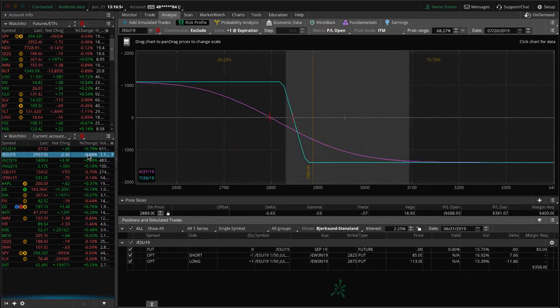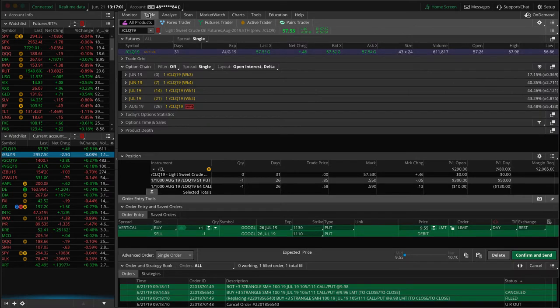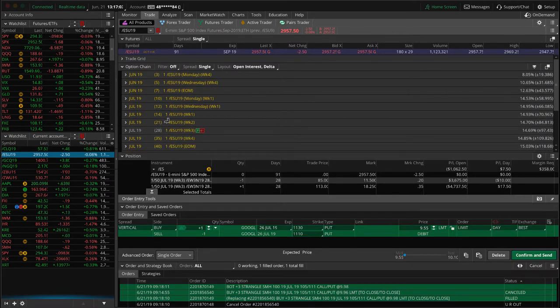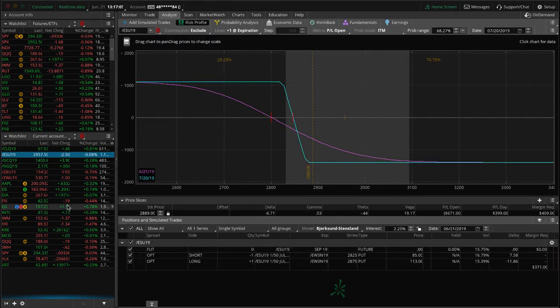ES, we've got our long put vertical that we've been holding for that short delta exposure, needing some downside to get back into range on that. We've got, how many days do we have? 28 days, so we've got a decent amount of time there.